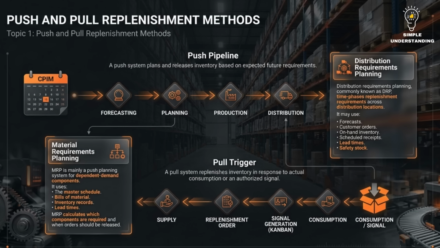It uses the master schedule, bills of materials, inventory records, and lead times. MRP calculates which components are required and when orders should be released. Distribution requirements planning. Distribution requirements planning, commonly known as DRP, time phases replenishment requirements across distribution locations. It may use forecasts, customer orders, on-hand inventory, scheduled receipts, lead times, and safety stock.